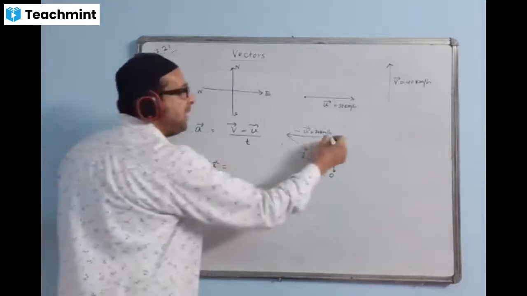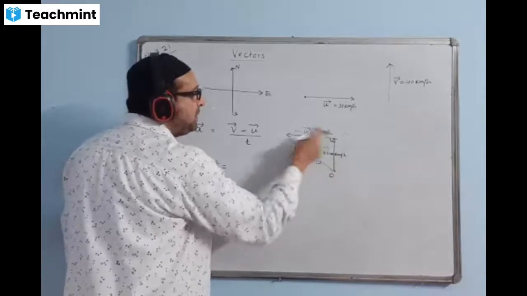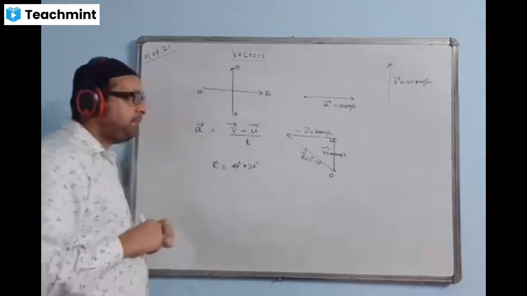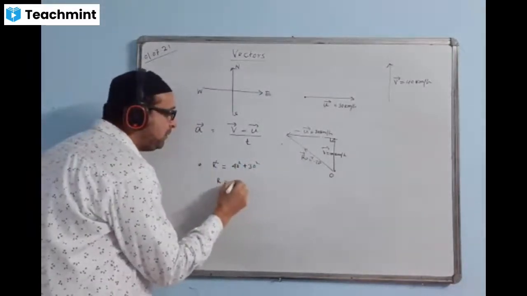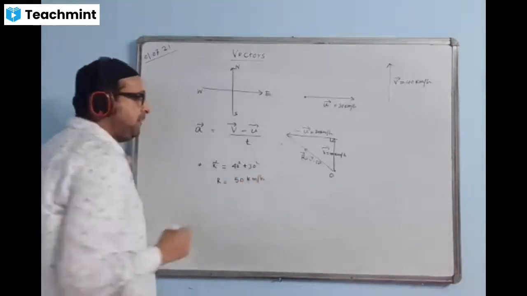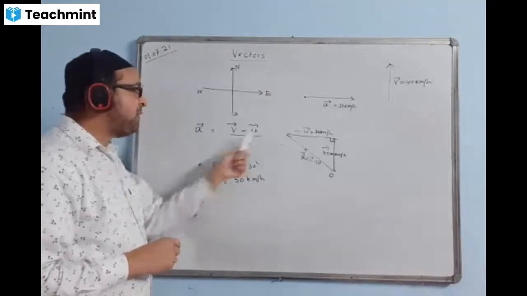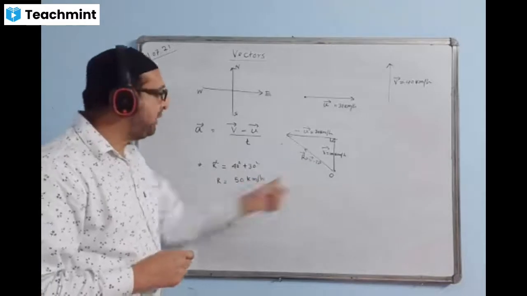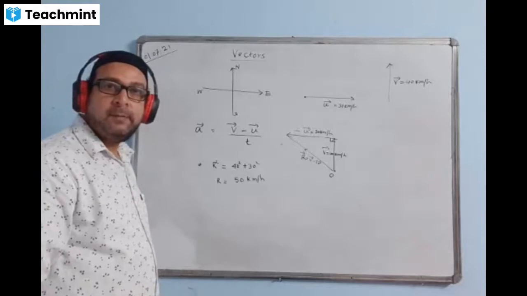Resultant R. What to do now? R square, Pythagoras theorem, because the angle between them is 90 degrees. Pythagoras theorem we are applying. This is 40, this is 30. I'll do 40 square plus 30 square. Now find the answer. The value of R is coming 50 kilometer per hour. R is what? V minus U actually. In the diagram we are showing R is V minus U. So we have the answer coming 50 kilometer per hour.